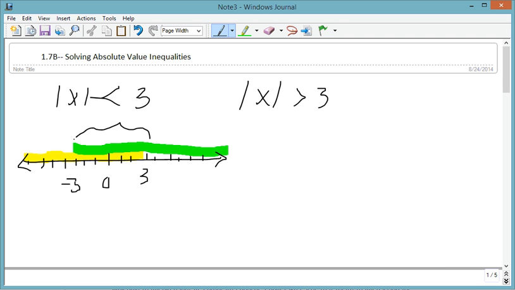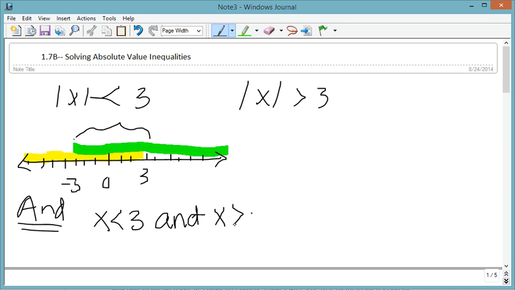The way we describe that is with an and. That means not only that x is less than 3, it also, at the same time, which is what and means, x must be greater than negative 3. This is different than the two parts we did before, because that could be either one. This, it has to be both of them.